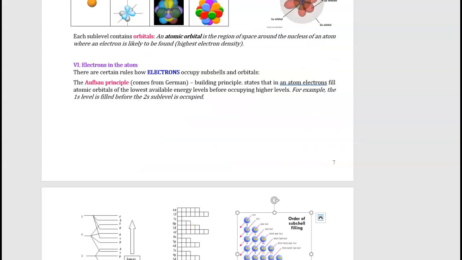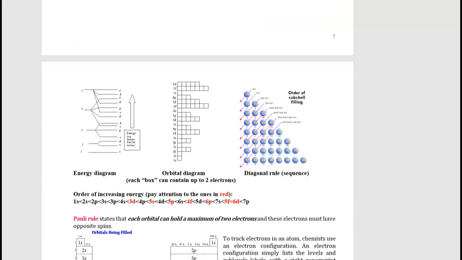There are certain rules how electrons occupy subshells and orbitals. The Aufbau principle. This name comes from German. It's like building principle. It states that in an atom, electrons fill atomic orbitals of the lowest available energy level before occupying higher levels. For example, the first level is filled before the second s sublevel is occupied.